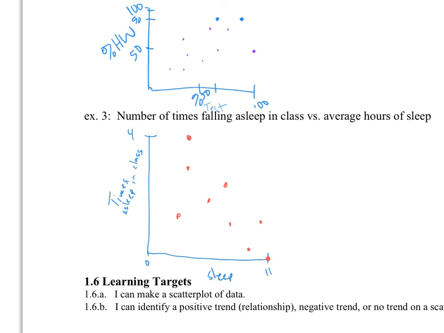Okay, so we want to make sure everything's labeled. Sorry, I'm right in your way, aren't I? Times falling asleep. Okay. In my examples, I just totally randomly put the dots on there. On your homework, you are going to take a little more time.